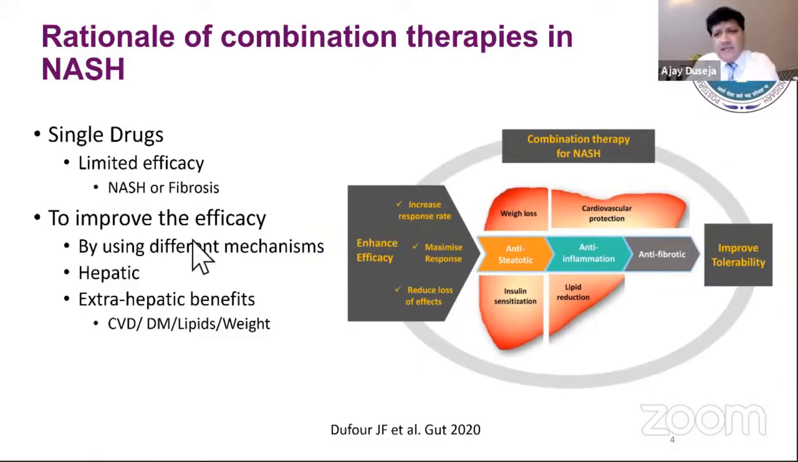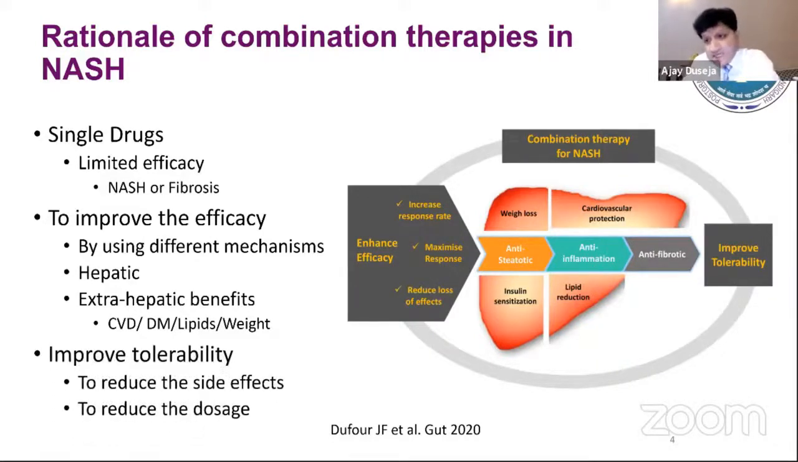But the aim is to improve the efficacy, and not only the liver-related efficacy. You just heard Professor Sanyal saying that fatty liver disease is a multi-system disease, so you're not only looking at the liver benefits, you're also looking at the extrahepatic benefits. And when we talk about extrahepatic benefits, it means improvement in cardiovascular mortality, improvement in diabetes, lipid control, weight reduction. So everything needs to be taken into account. You're looking for combinations where in addition to the hepatic benefit, you could also have extrahepatic benefit.